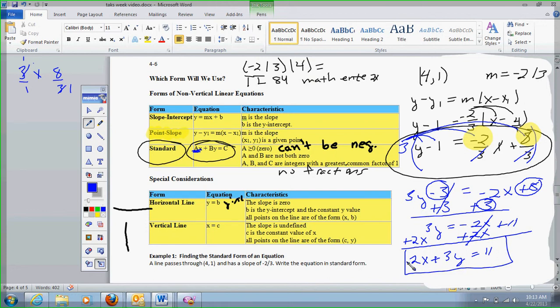Now something else. This 2 in front of x here, which is a, the number in front of x, cannot be negative. If this were negative, what you would do is, just like you multiplied the entire equation by 3 up here, you would multiply the entire equation by negative 1. And that would just essentially change every sign in the problem.